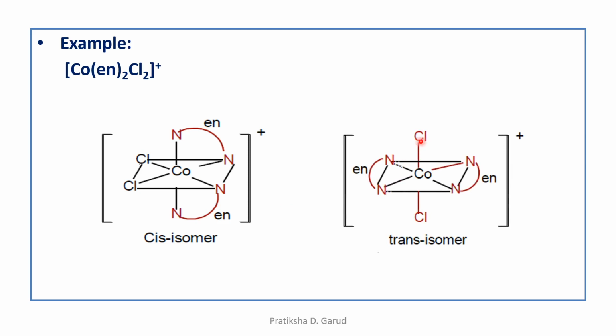Whereas when the 2 chlorines are towards the opposite side, it will be considered as a trans isomer. So this one is cis and this one is trans, depending upon the position of the 2 chlorides.